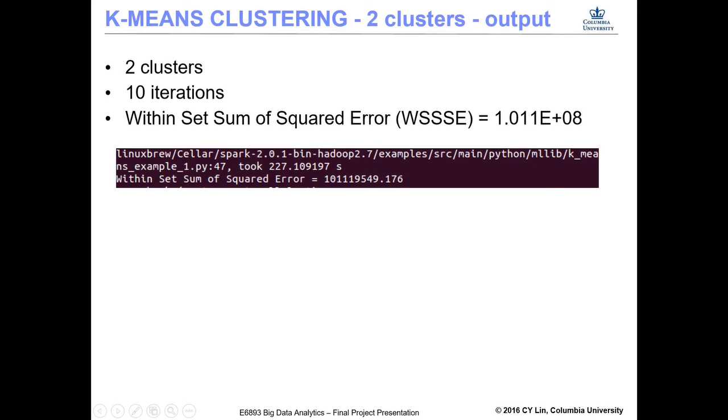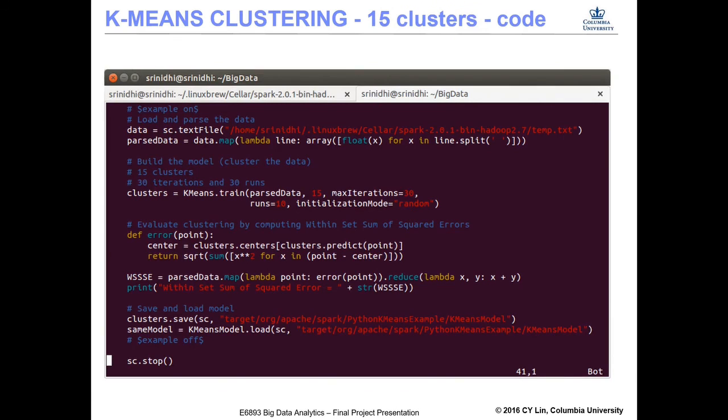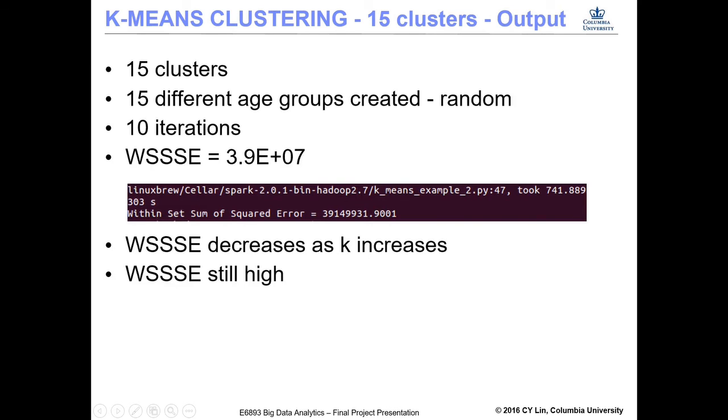However, now we run the same model for creating 15 clusters over 30 iterations and 10 runs. So we computed the same model for 15 clusters, and you observe that the WSSSE has gone down to 3.9 times 10 power 7. It's gone down over 10 times.